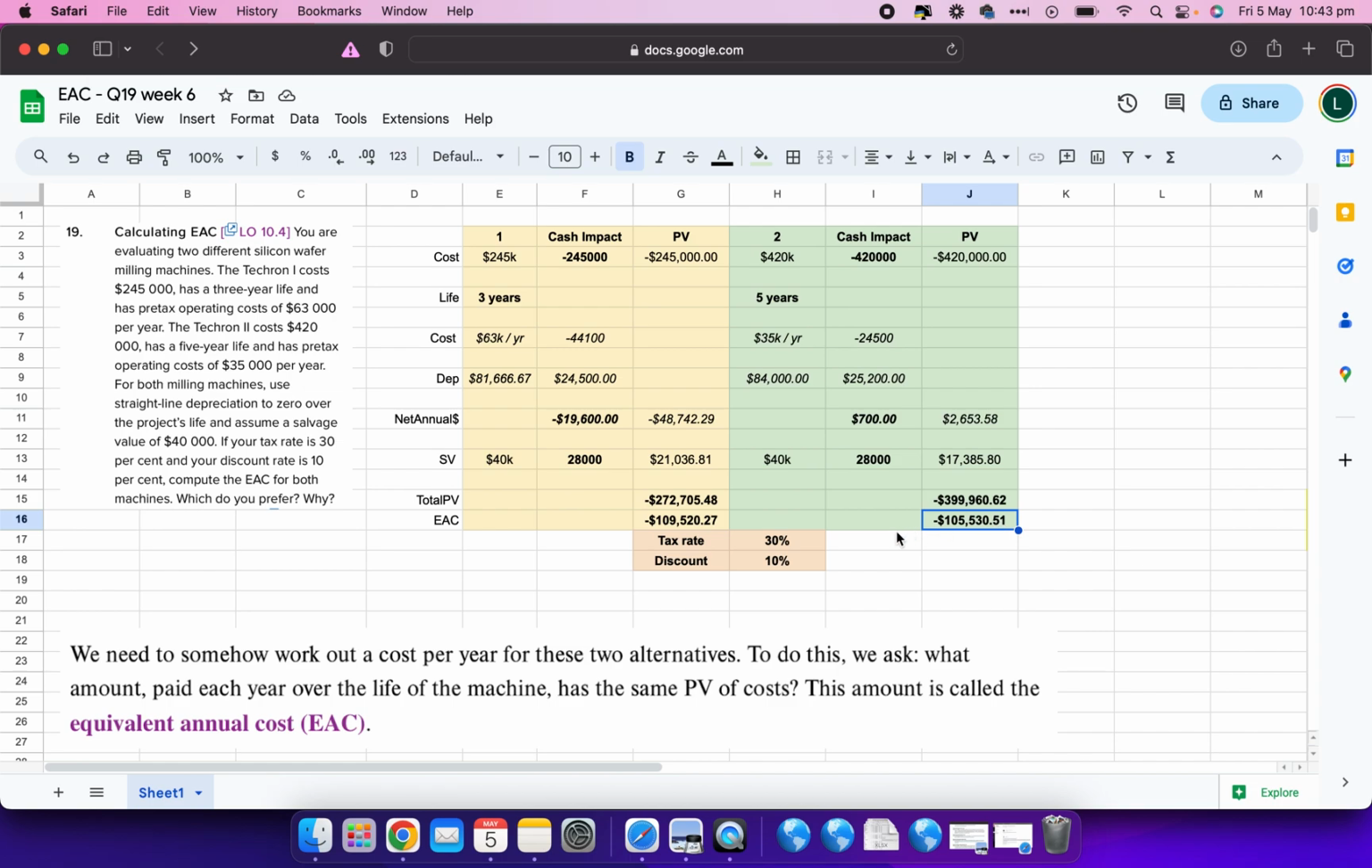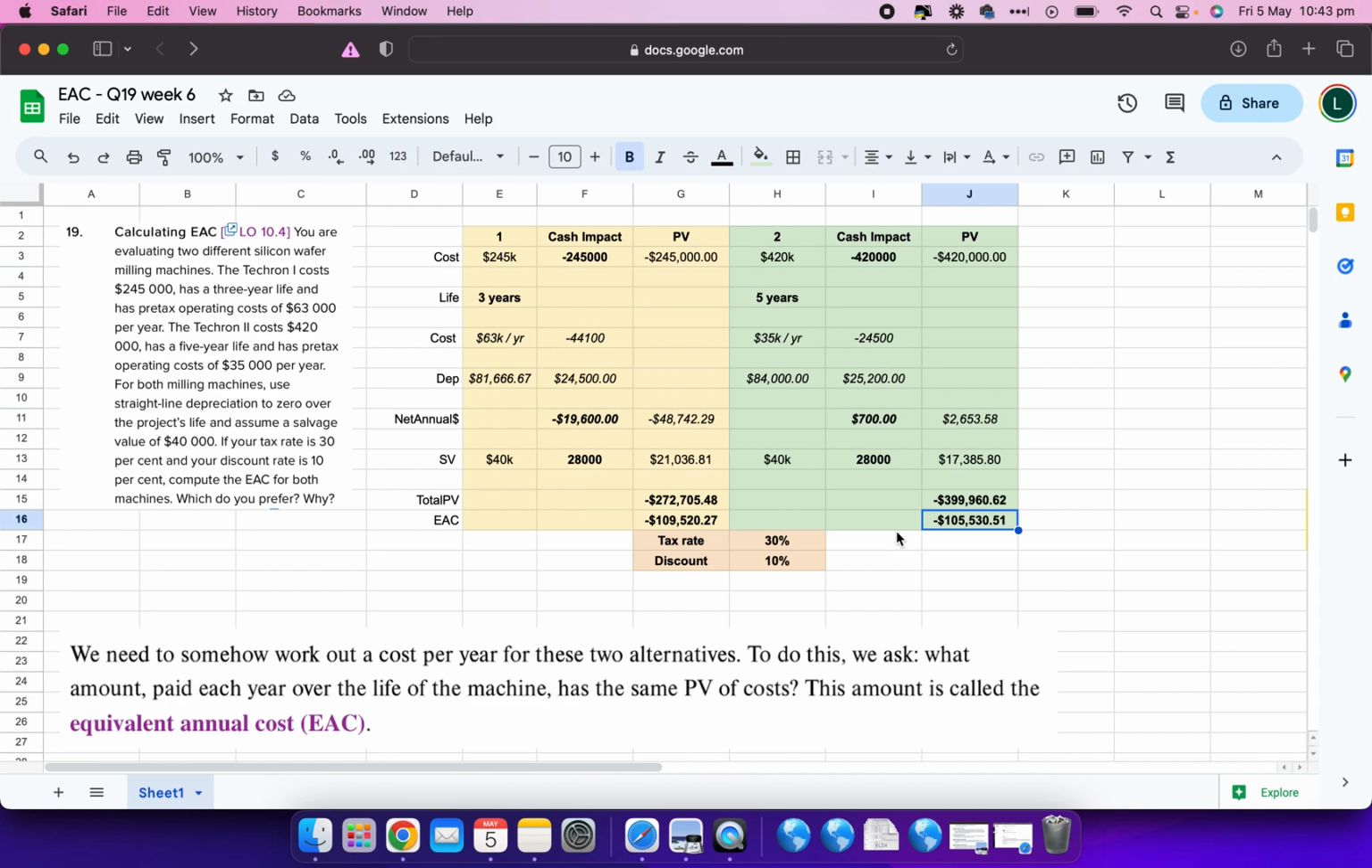So now that they're both in their annual equivalent cost, I can now compare them, right? Because we're just looking at an equivalent annual cost. So it's saying which project do we prefer? They're both going to cost us each year, but we want to take the cheapest option, which is option 2. Okay, that's the question done and complete.